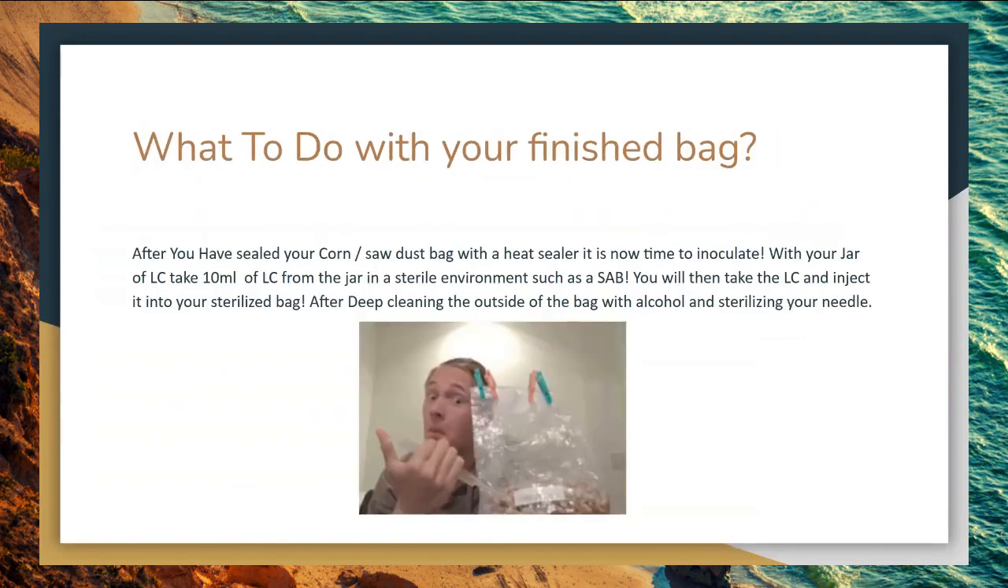What to do with your finished bag? After you have sealed your corn and sawdust with a heat sealer, it is now time to inoculate. With your jar of LC, so this baby right here, you're gonna take yourself 10 milliliters, 10 cc's, in a sterile environment, and you're gonna go into SAB, which I suggest you do. Take 10 milliliters out, and you will then inject it into your sterilized bag, just like that. Boom, into your sterilized bag.